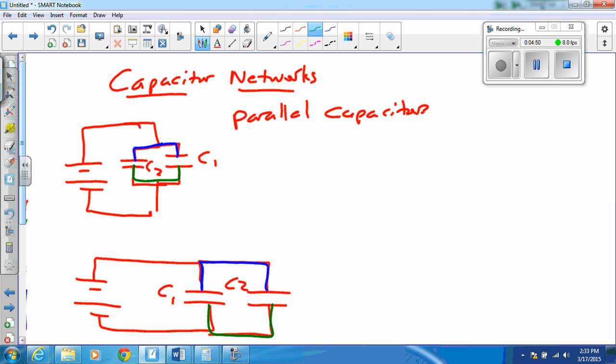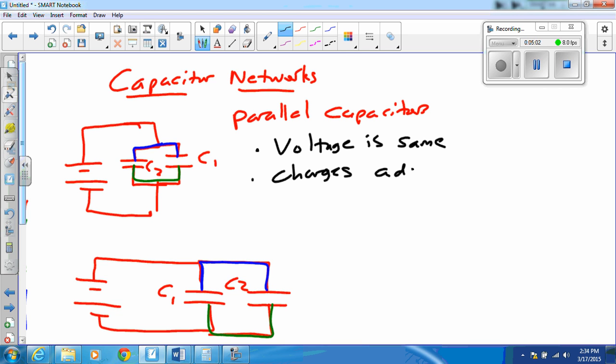And then the characteristic about parallel capacitors is that in parallel, we say that the voltage is the same for both, and the charges add together, meaning that the total charge is the charge on one plus the charge on the other.